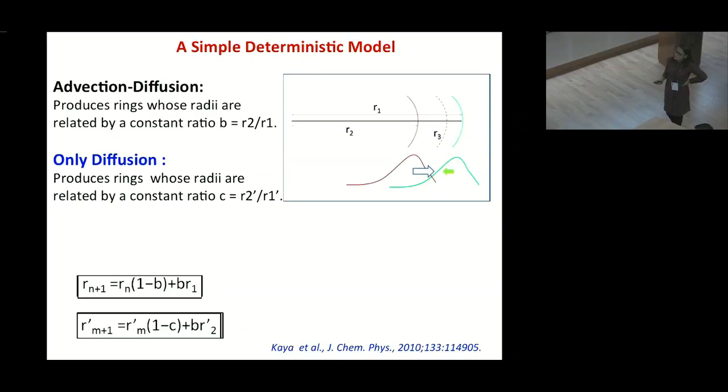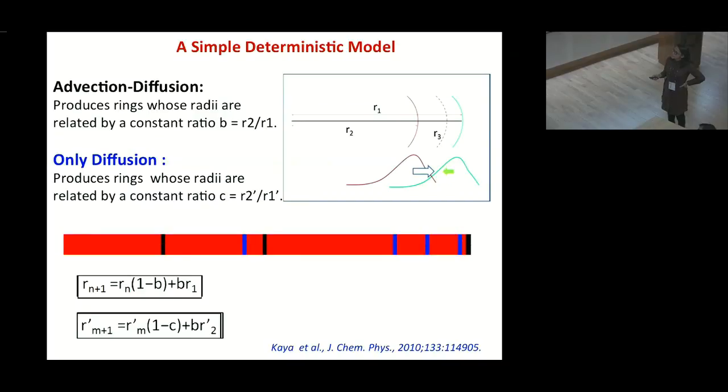These are just the general relationships between the n plus 1th ring radius and the nth ring at any point of time using these two processes. So this is what happens. So you see, if I assume that the black bars here were deposited by advection diffusion, and the blues are formed only by diffusion, we do see that there is a hierarchy and there is a bunching of the rings. So this was promising.